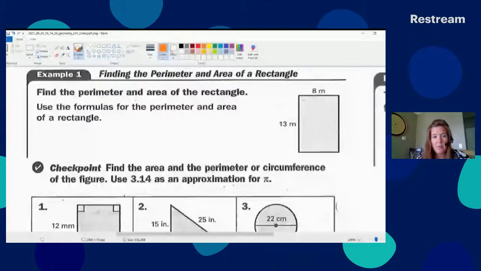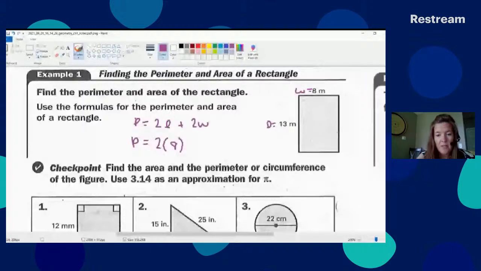So we're going to use the formulas for perimeter and area. So remember, perimeter equals 2 times the length plus 2 times the width, right? And in here, we know that the width is 8 and the length is 13. So to find the perimeter, we're going to do 2 times 8 plus 2 times 13. Okay, sorry for the crazy writing. So that's going to be 16 plus 26. And I'm going to add those together, and I'm going to get 42 meters, right?